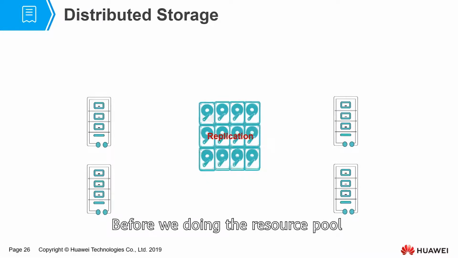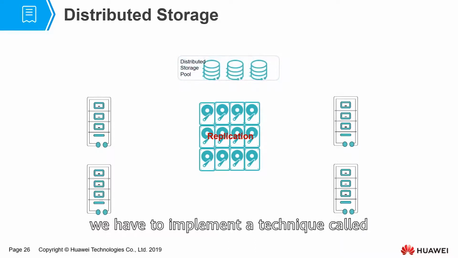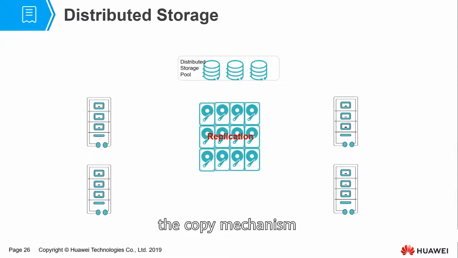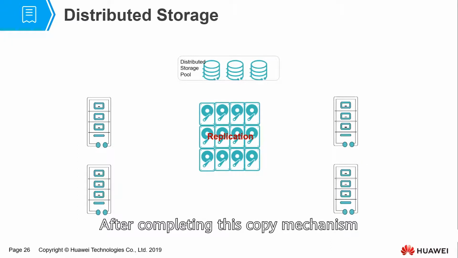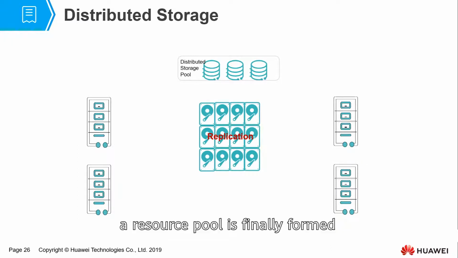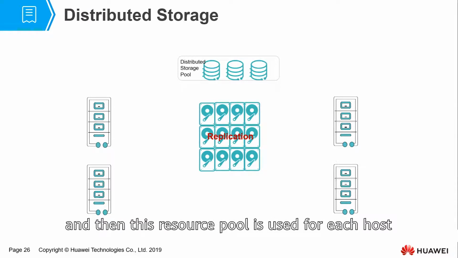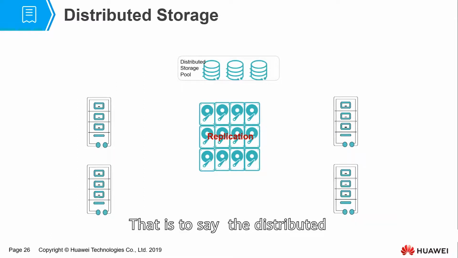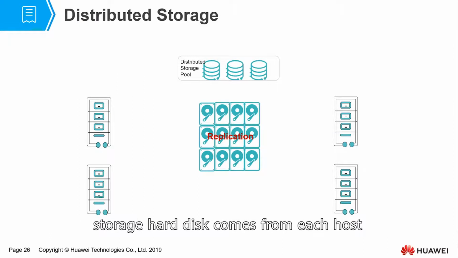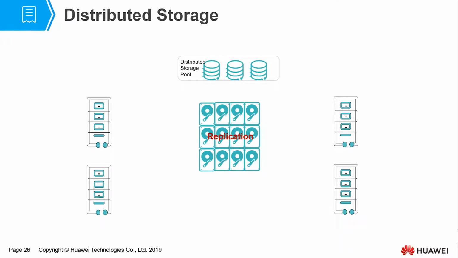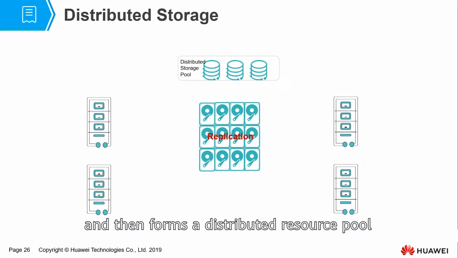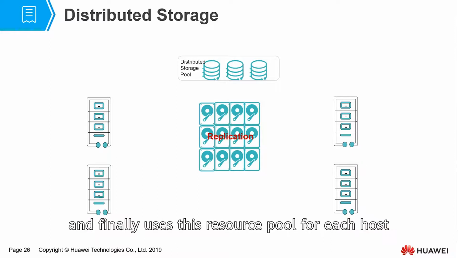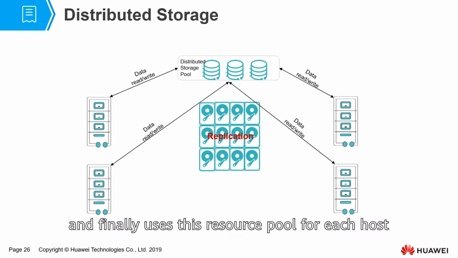Before we build the resource pool, we have to implement a technique called the copy mechanism. After completing this copy mechanism, a resource pool is finally formed, and then this resource pool is used for each host. That is to say, the distributed storage hard disk comes from each host, and then forms a distributed resource pool, and finally uses this resource pool for each host.